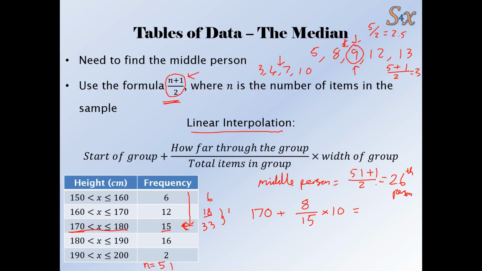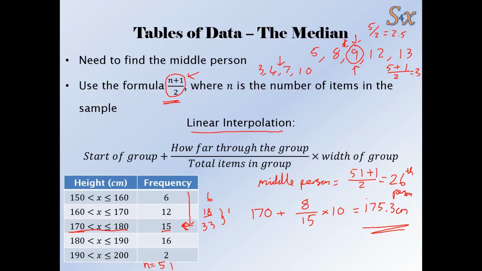I get 175.3 centimeters. Okay? It seems like a reasonable estimate, doesn't it? Because it's somewhere in this group. 175 centimeters is in this third group, and it's somewhere near the middle, which makes sense because we wanted to go 8 people through the group out of a total of 15, which is about half, isn't it? 8 out of 15. So I end up with that.